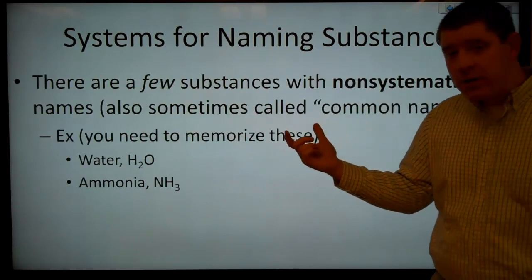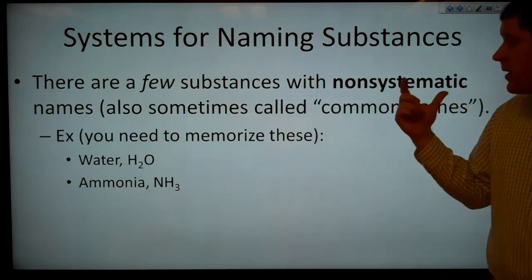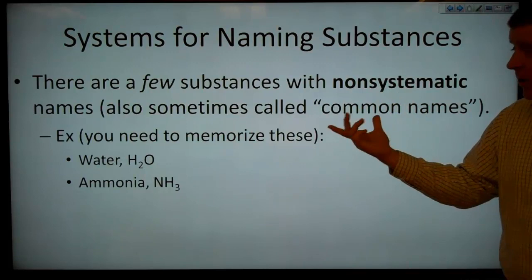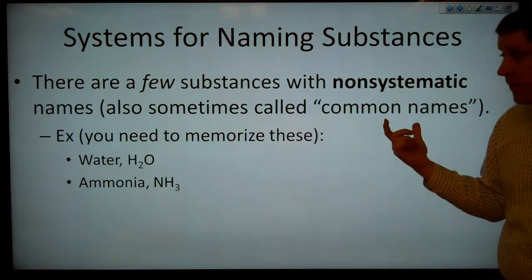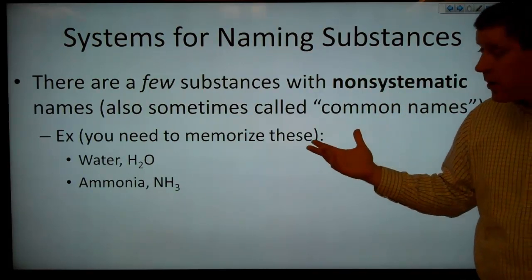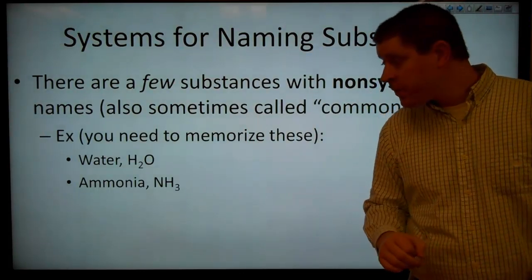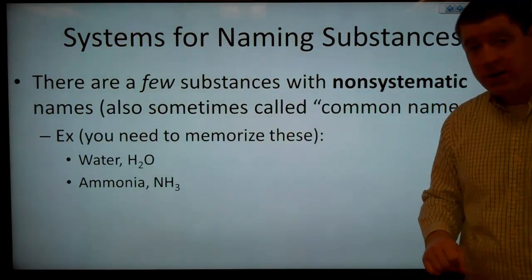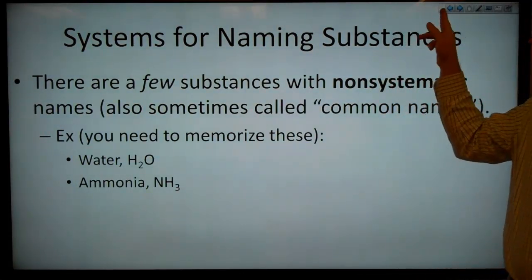There are a few substances, not very many, with non-systematic names. These are also sometimes called common names, and you just need to memorize these. So water is H2O, and ammonia is NH3. There are a few others as well.